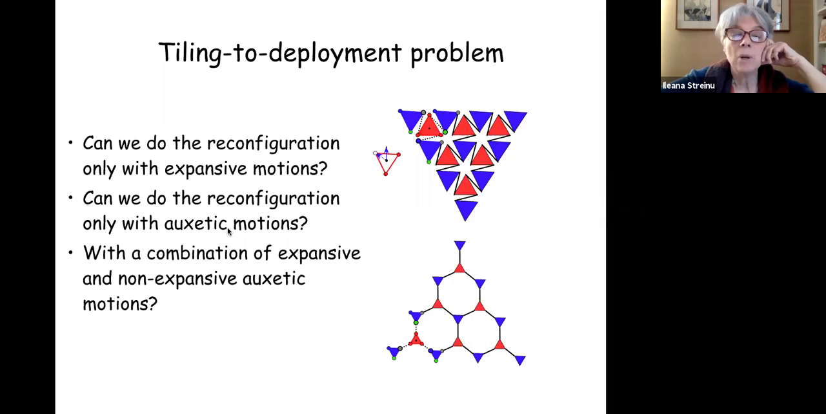Can we do it only with auxetic motions? Can we do it with a combination of expansive and auxetic? Is it the case that we can just use expansive motions and have this trajectory designed for as long as it is possible, and from that point on, when no expansive motion is possible, we switch to auxetic motions? And the answer to this is yes. In many cases, this is the situation. There are also cases where expansive is everything.